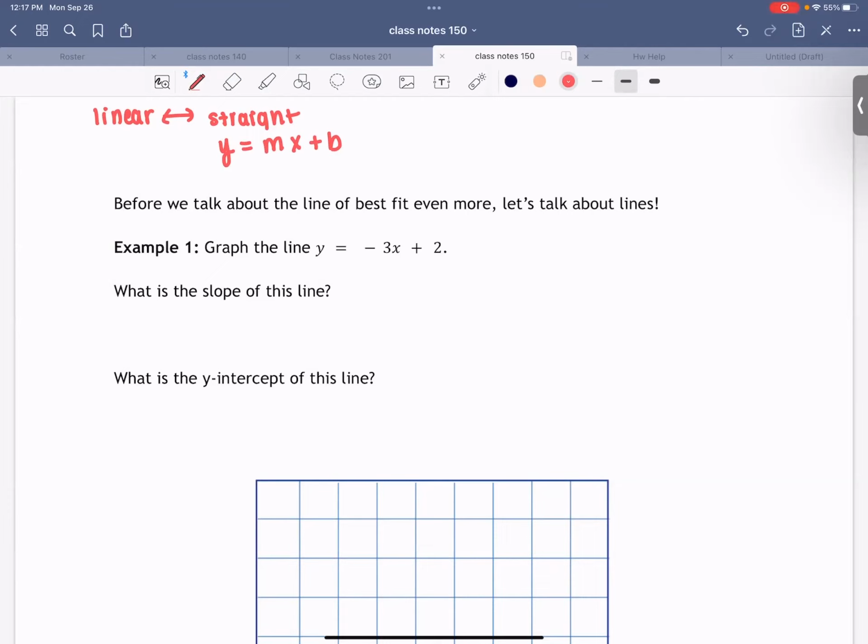Let's just say we wanted to graph it. There's two pieces of information we need to graph a linear line, and that's its slope and its y-intercept. You might have heard this before. Let's go over how to get these values. Anyone want to tell me the slope of the line? Claire? -3, good. So in general, the slope of a line is the number attached to the x.